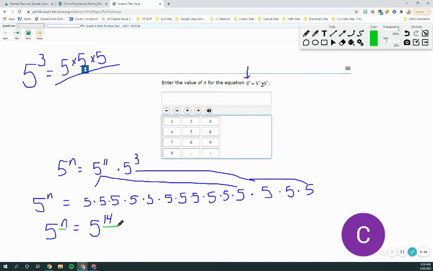N is 14. Now, I like to draw it out. It helps me. If it helps you, draw it out. It's going to take a little extra time, but who cares? You're going to get the problem right. Expand it out if you need to.